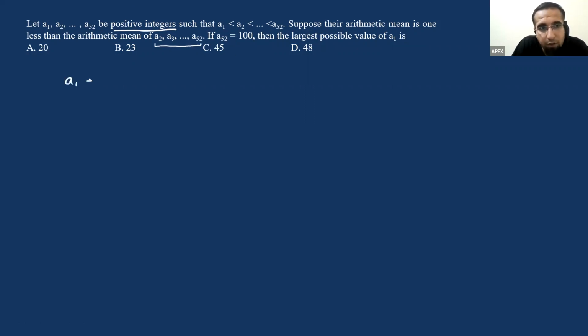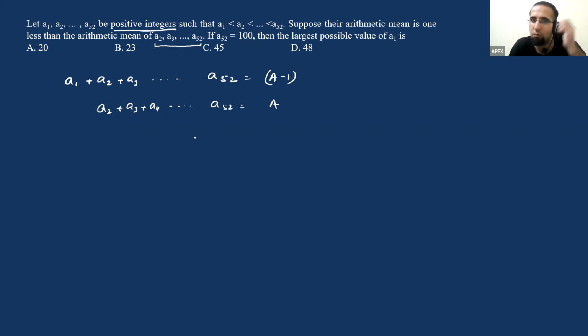Okay. So I have A1 plus A2 plus A3, so on, so on, so on till A52. Now I'm told that the arithmetic mean of this is, let's say, A minus 1, and the arithmetic mean of A2 plus A3 plus A4, so on, so on, so on till A52 is equal to A. Arithmetic mean means this divided by 52, or that means this is into 52. And this divided by 51, that means this is into 51. Clear? If A52 is equal to 100, then find the largest possible value of A1.